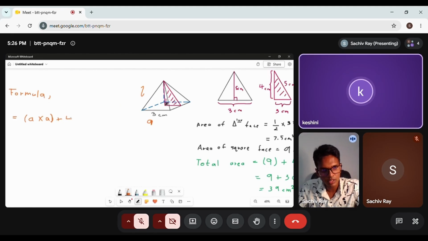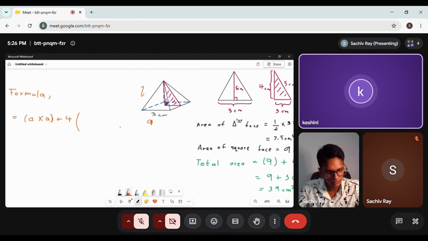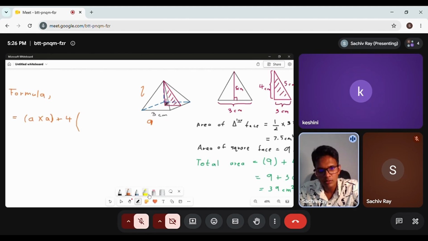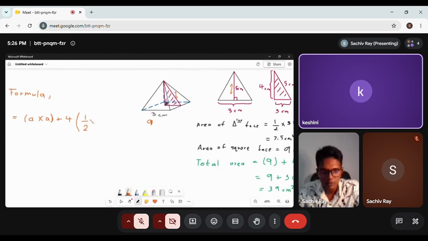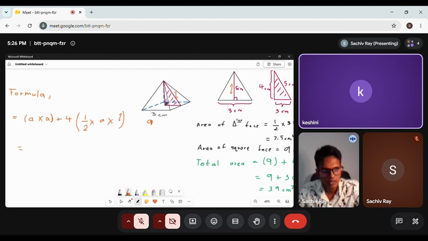Plus 4 times. How did you find the area of the triangle? Half into base into perpendicular height. So L will actually be this part, the pink perpendicular height. This will be L. So half, and the base will be A into L. Now we'll just summarize it, simplify it.